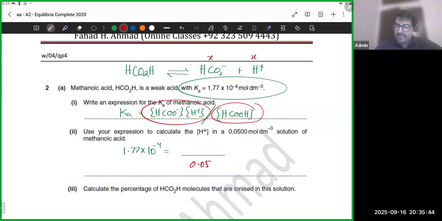So that means my product is going to be concentration times concentration divided by this concentration. Okay, so it's going to be x times x, that's going to be x squared. So I just need to solve this. And x is basically my H plus one concentration, and that's going to give me 0.05 times 1.77 times 10 power minus 4. And then I have to take the square root for the whole thing. Okay, so we'll do that.